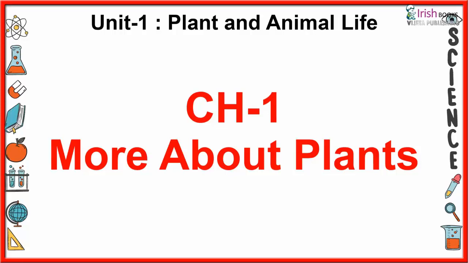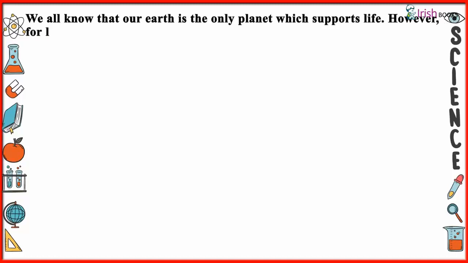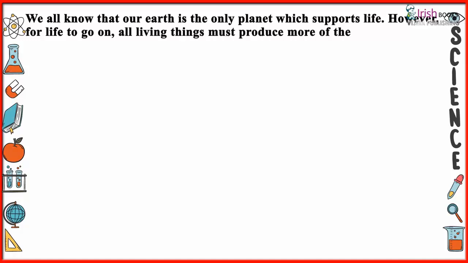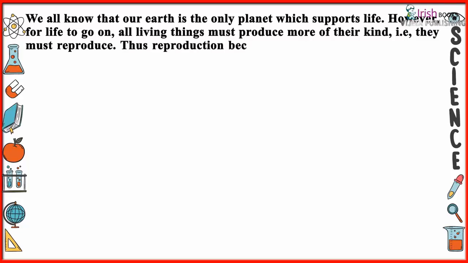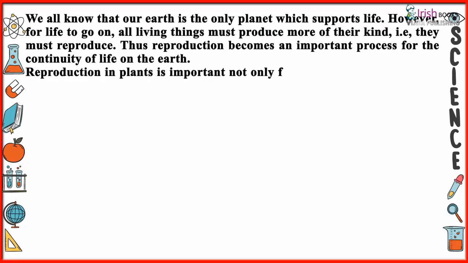Chapter 1. More about plants. We all know that our Earth is the only planet which supports life. However, for life to go on, all living things must produce more of their kind. That is, they must reproduce. Thus, reproduction becomes an important process of the continuity of life on the Earth.